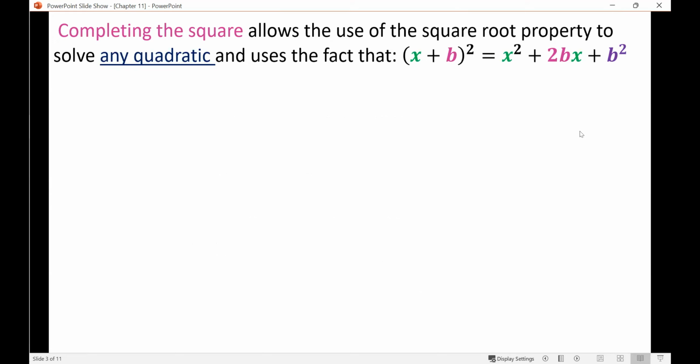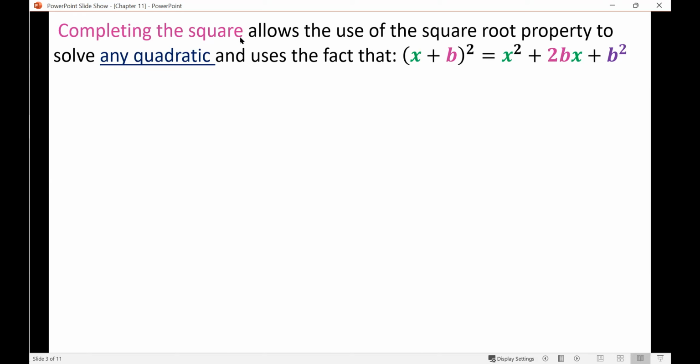So completing the square allows us to use the square root property to solve actually any quadratic, not just the quadratics we saw in the form on the last slide. To do that, we take any quadratic and get it into a nice pattern where the coefficient on our x term and our constant term are related as shown here. Then they will fold back into a perfect square binomial, okay?